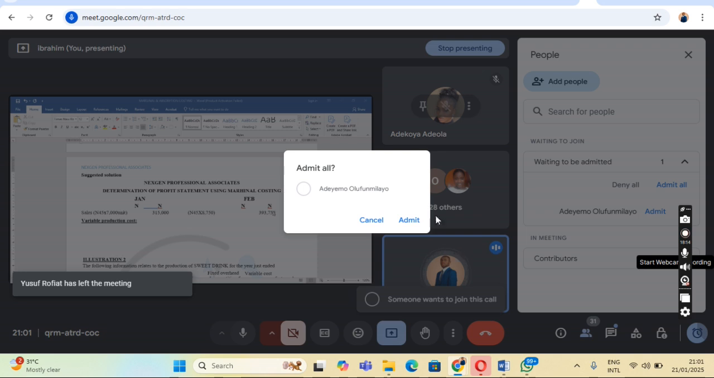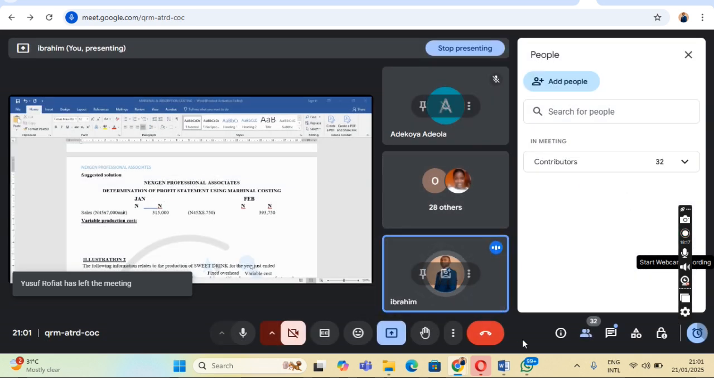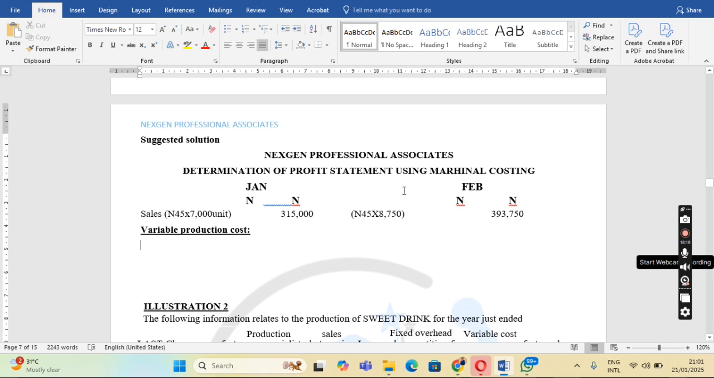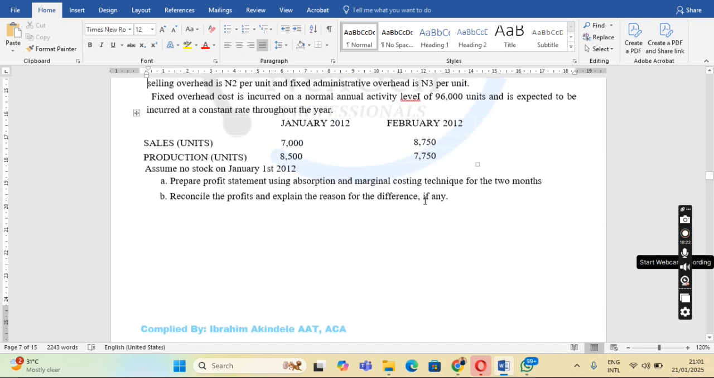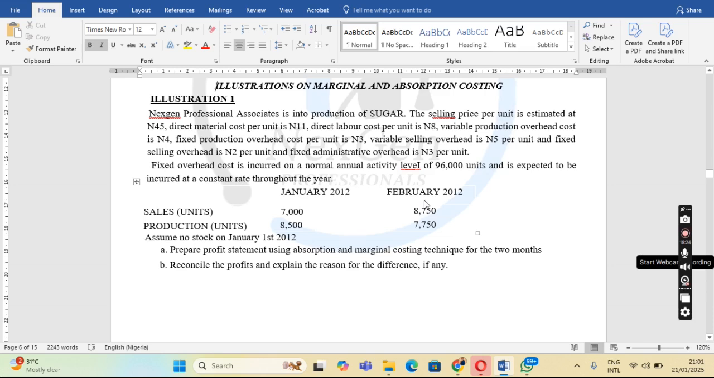Incurred directly in the what? In the production. Now let's quickly go and check the variable costs. You can see that we have, from our format, what do you have?